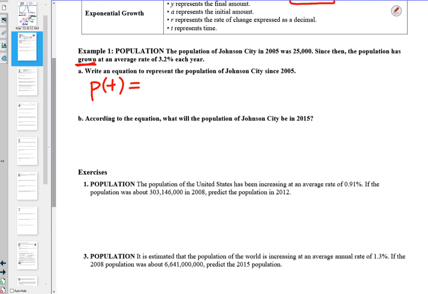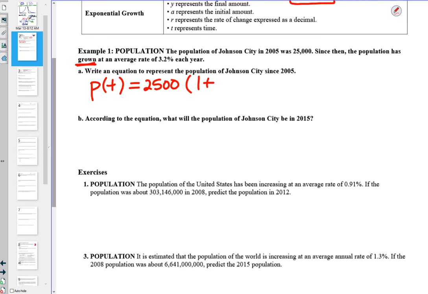What comes first after the equal sign on the real world model? The initial amount. At the beginning of this time period that we are measuring, what is the initial amount of people? 25,000. Times my growth factor. I'm not even going to use the dot. Let's just use the parentheses. Okay, 1 plus or minus, depending if it's a growth or a decay. Is this population growing or decaying? It is growing, so it's going to be plus the rate of change. What's the rate of change here?